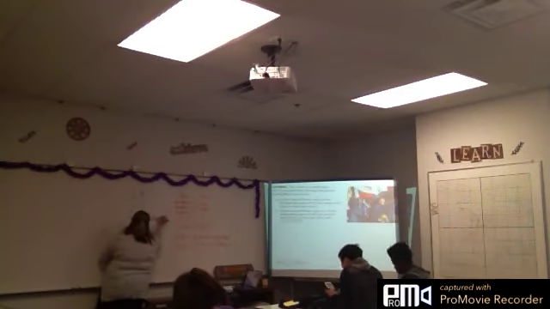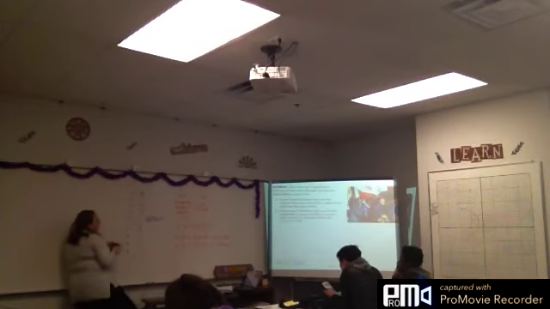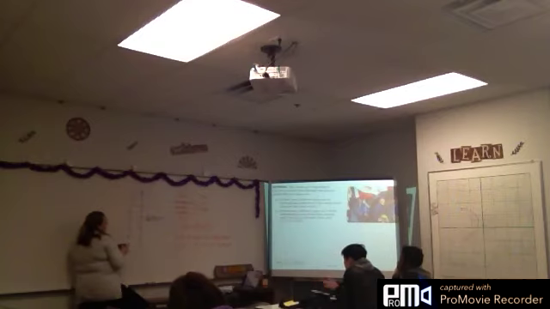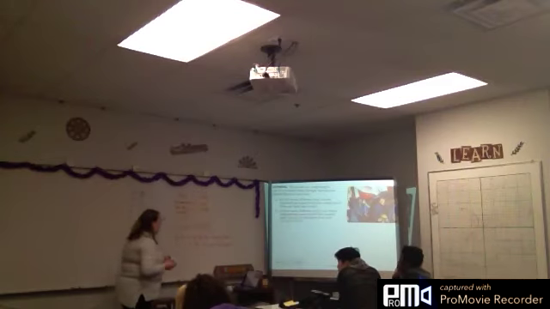I got 3,628,800. Good. So there are 3,628,800 possibilities of how those 10 teams could finish. Okay? So that is what factorial does for us.